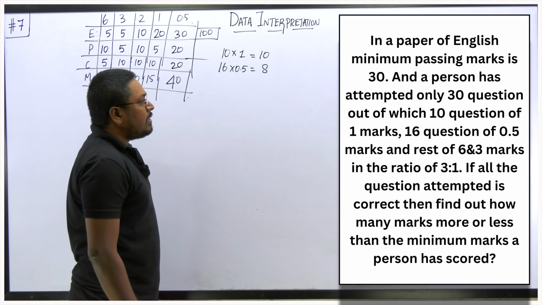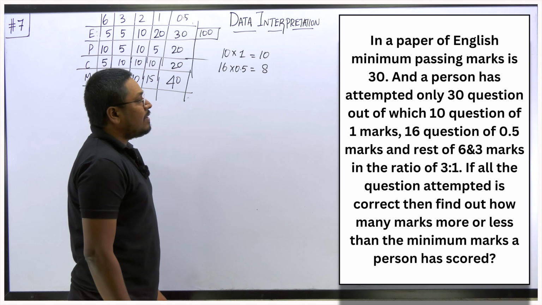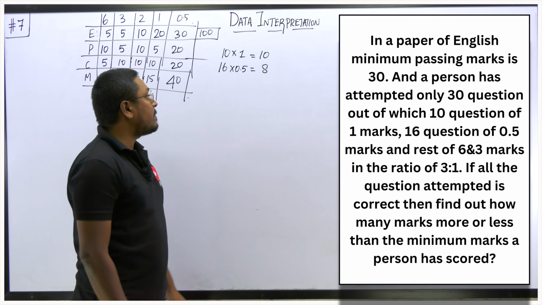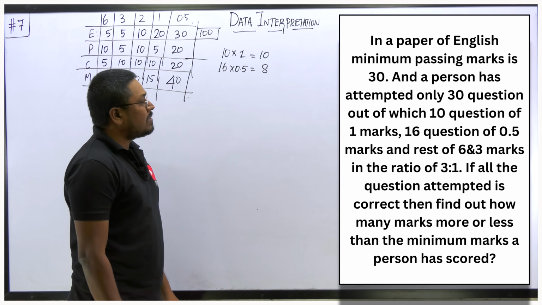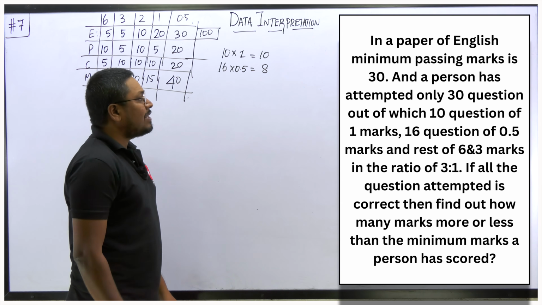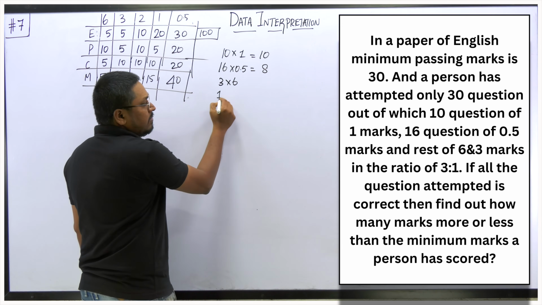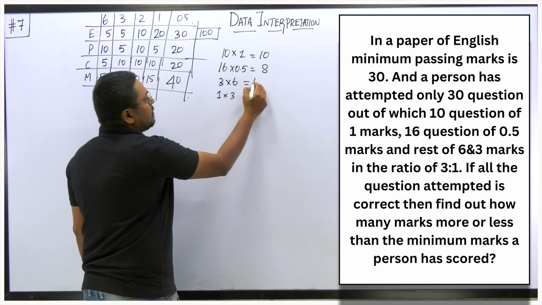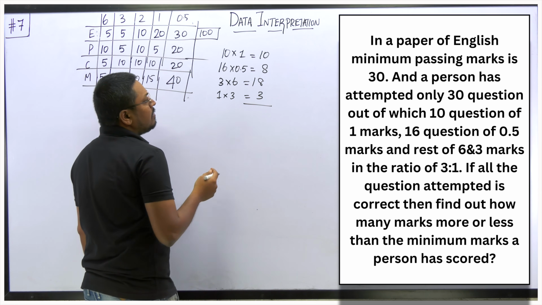And the third will be the rest of the marks, 6 and 3 marks, in the ratio 3:1. The meaning here is 6 marks and 3 marks in the ratio. So 3 questions from 6 marks and 1 question from 3 marks, right? So 6 into 3 will be 18, 3 into 1 will be 3. Let me add all the values.